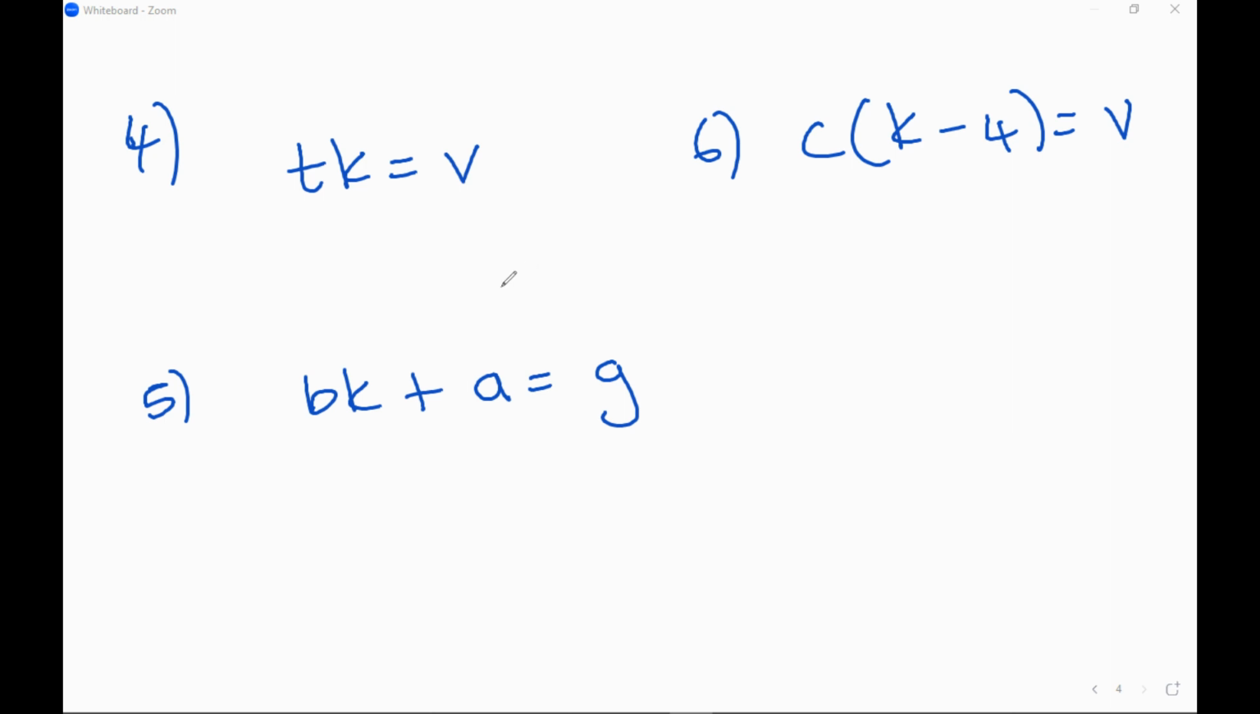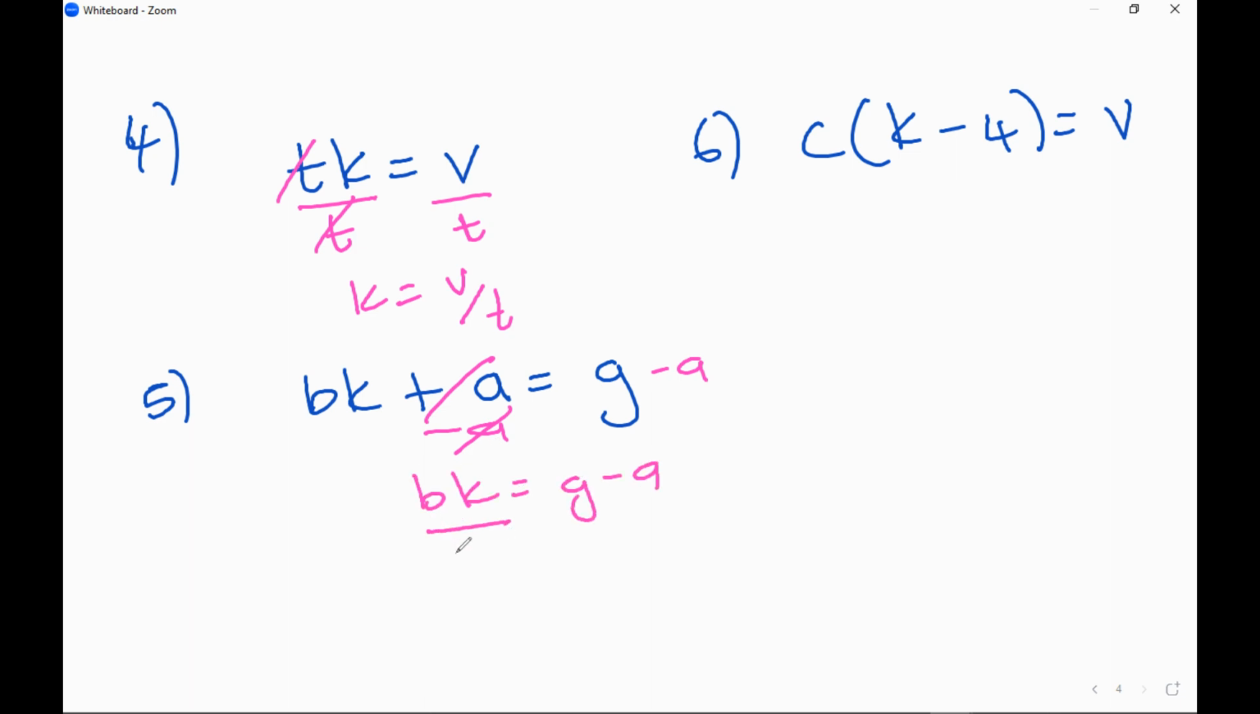All right, so let's go through this one here. The first thing here I can divide both sides by t. Remember, we want to get k alone, so k will equal v over t. The next one, I subtract a on both sides. I get bk equals g minus a. Dividing both sides by b, I get g minus a over b.